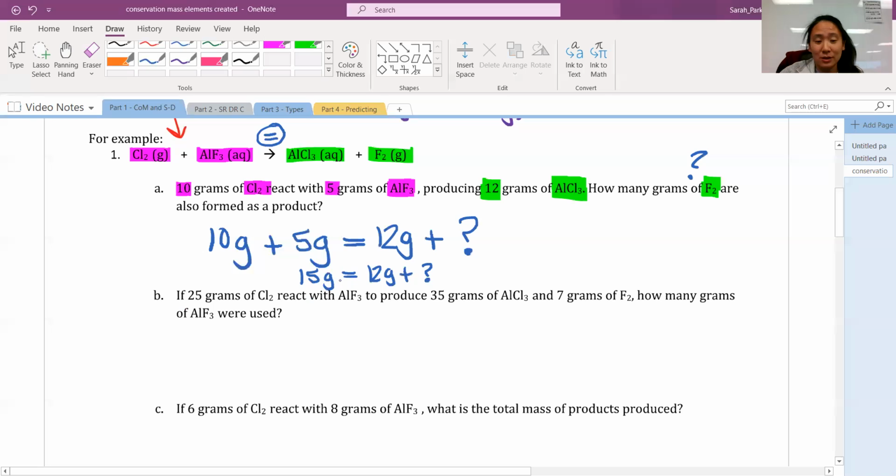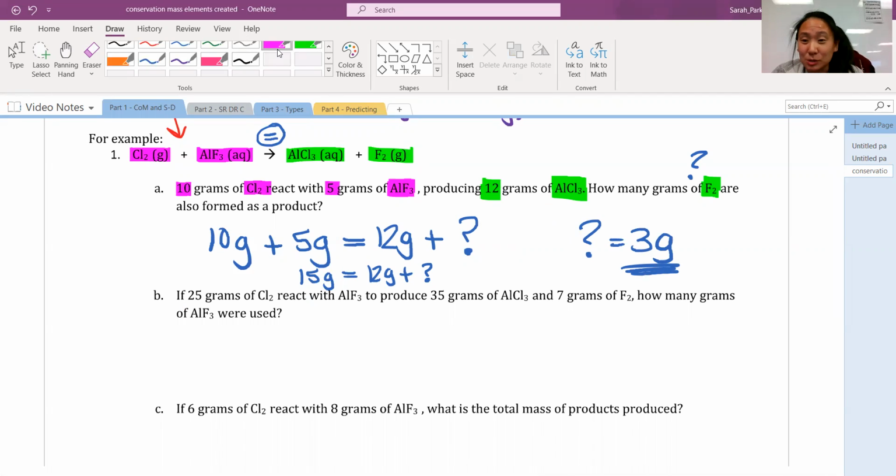How do you get 12 to the other side? The opposite of addition is subtraction. So 15 minus 12 is 3, so the question mark is equal to 3 grams. You do a quick check. 10 plus 5 is 15, which is on the left. 12 plus 3 is 15, which is on the right. So now they are equal. Okay, you can see these asked in multiple different ways, so let's look at the second question.